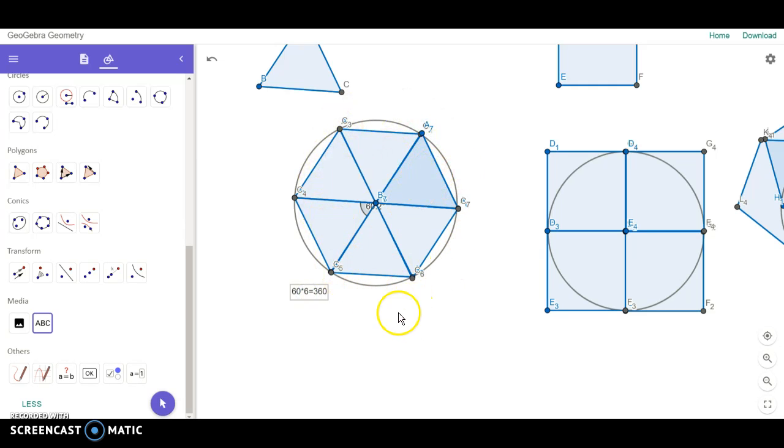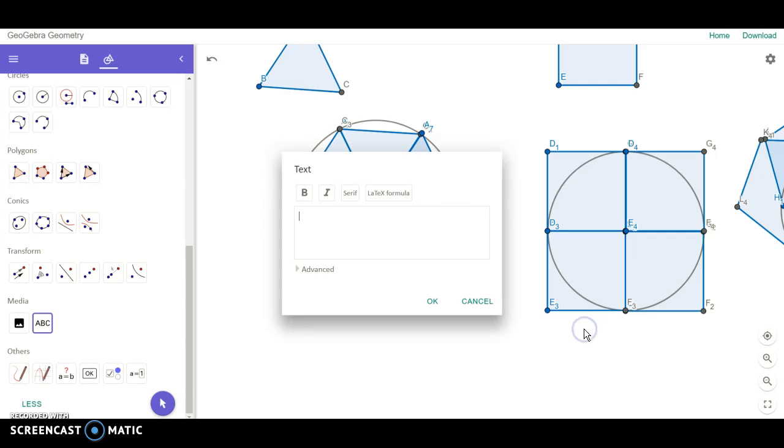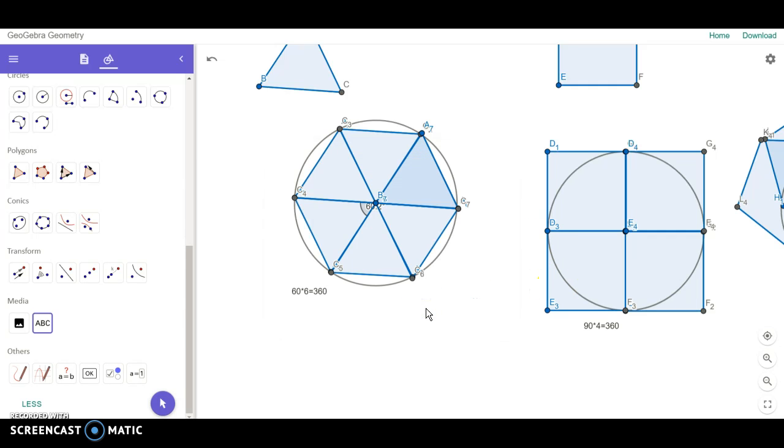Alright. Well, does that trend continue? Let's see. For our square, 90 degrees on the inside, 90, 90, 90. So we have 4 90s. How much is 4 90s? 90 times 4 is 360. Okay, so that fills up our square.